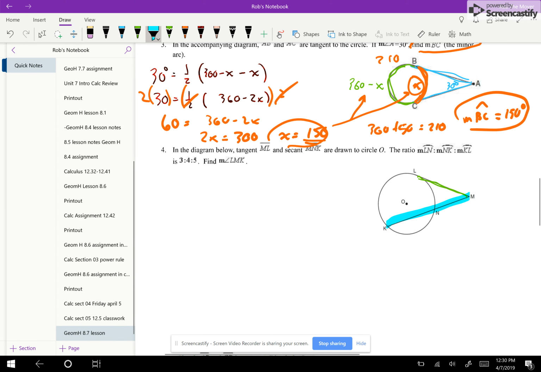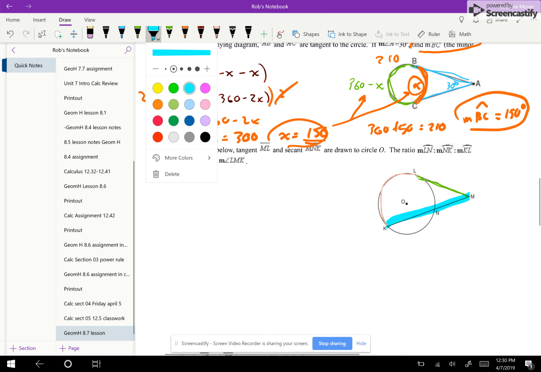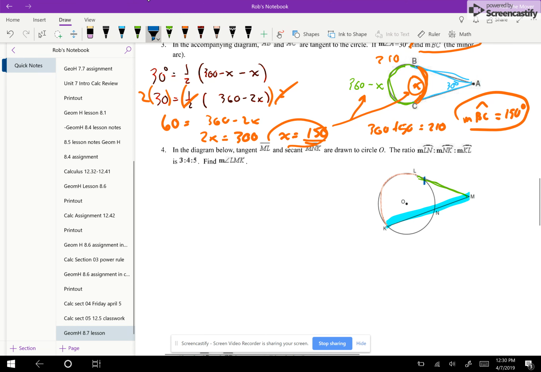Remember the relationship of these two arcs. The two arcs cut off, which is this arc here, right? And let me use a different color. And this arc here. That pink and that dark blue arc, if we subtract them and divide by 2, we get the measure of this angle formed by the tangent and secant.